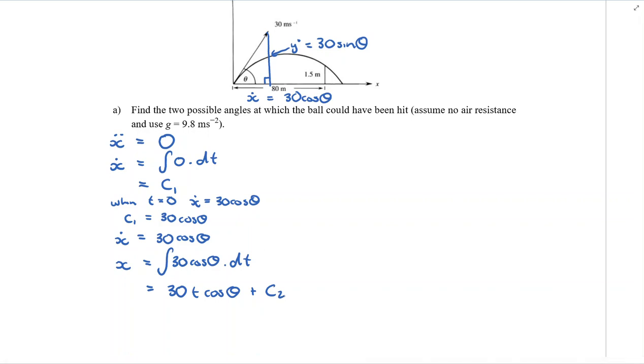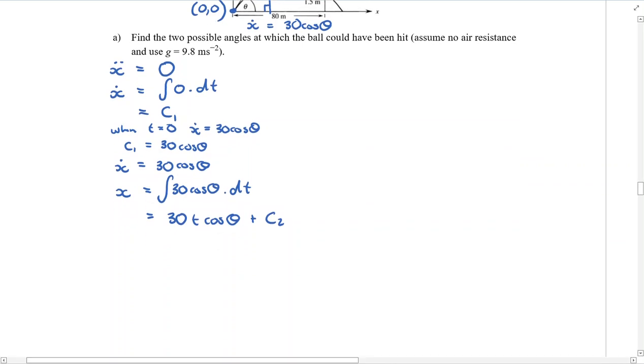Now, we haven't really discussed this yet, but where do you think the origin is of this projectile? There's not really much choice. That would have to be the origin there, right? That's our starting point. There's no height or anything. We're not going to move that around. So when time is equal to 0, how far have we moved along the x-axis? 0. So when t equals 0, x equals 0, what does that mean for C2? If t is equal to 0, 30 times 0 times cos theta, that whole thing is just 0, so C2 is equal to 0.